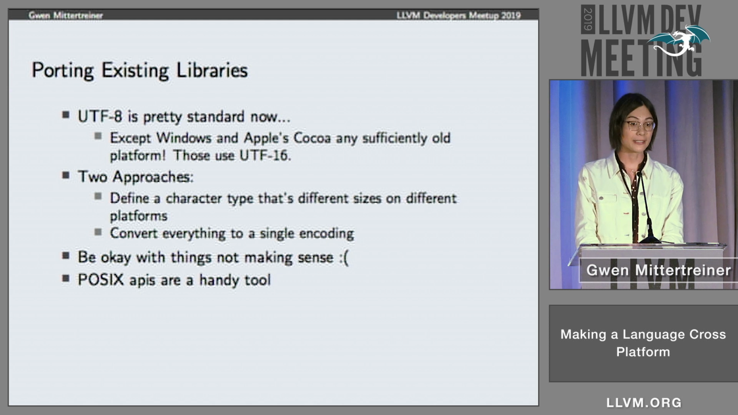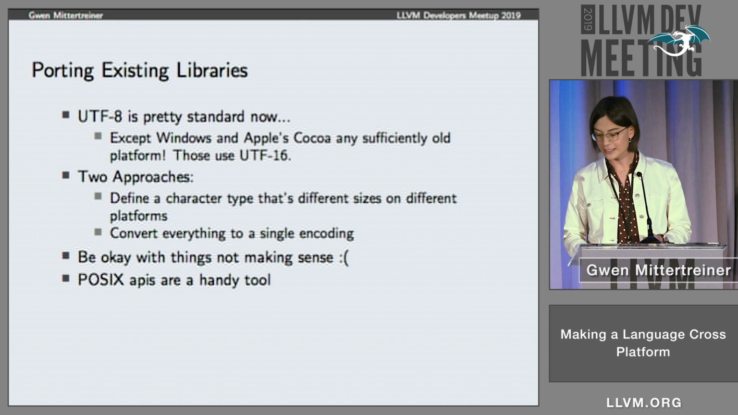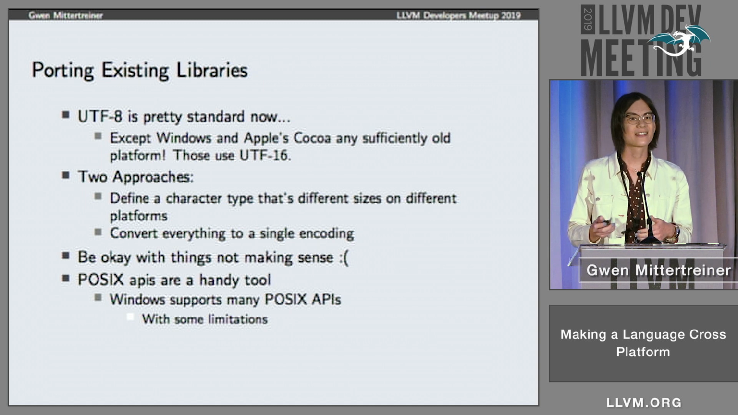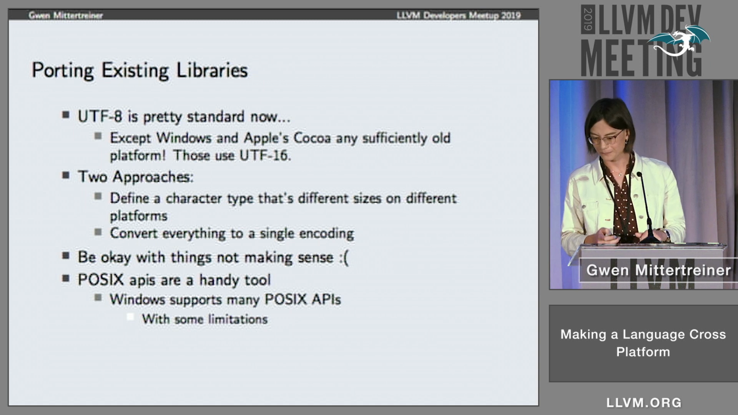POSIX APIs, while implementing, are a handy tool to have. However, there are, again, more caveats. Windows does support many POSIX APIs with limitations. For example, _open doesn't allow you to pass some of the file sharing permissions that you might actually want to use. And again, Unicode support, a little bit iffy.